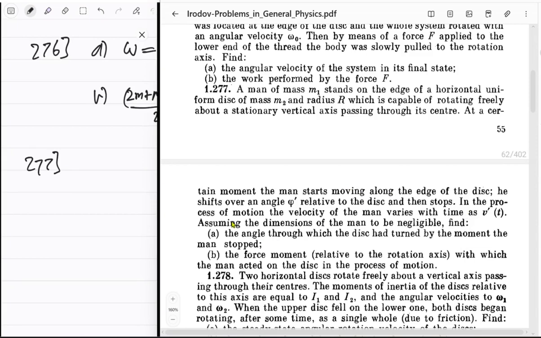Right. In the process of motion, the velocity of the man varies as v. Assuming the... why is this v dash? So this is with respect to what? I don't know. Fine. Assuming the dimensions of the man to be negligible, find the angle through which the disk has turned by the moment the man stopped.